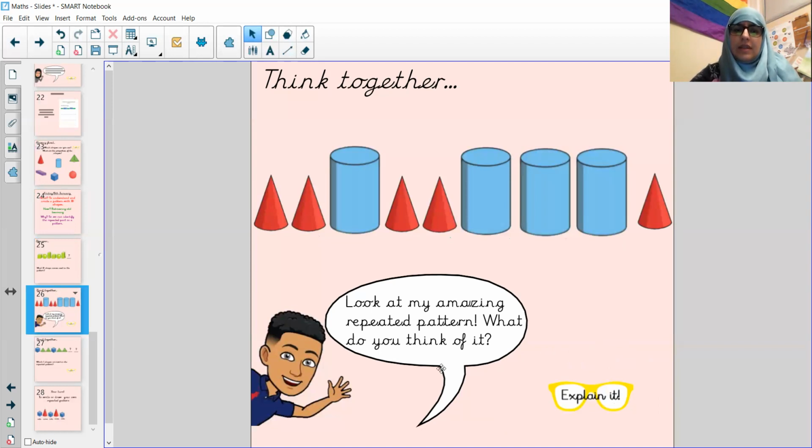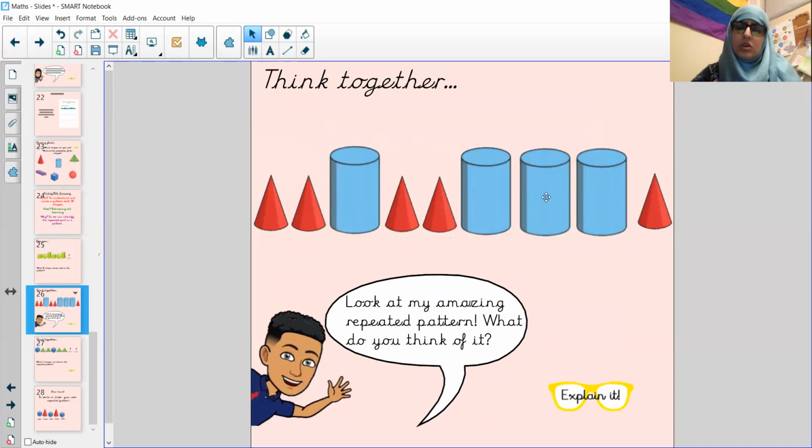Right then. So I can hear a lot of children saying there is a mistake around here, this area of the repeated pattern. But let's see what mistake it is. Okay, 2 cones, 1 cylinder. 2 cones, 1 cylinder. 2 cylinders. I think Mr. Rogers got a little bit confused.